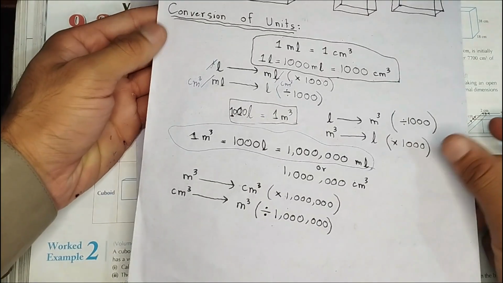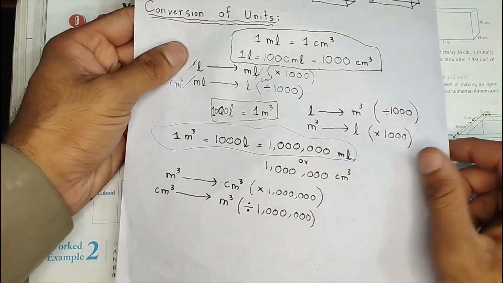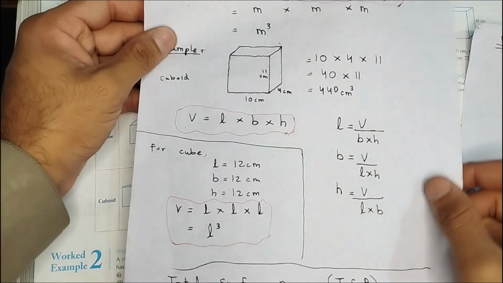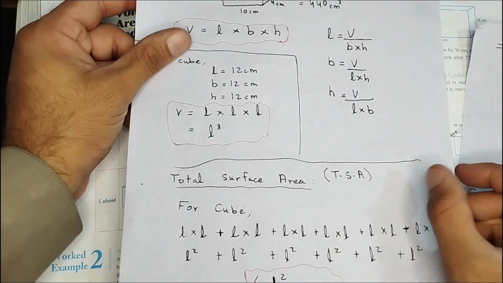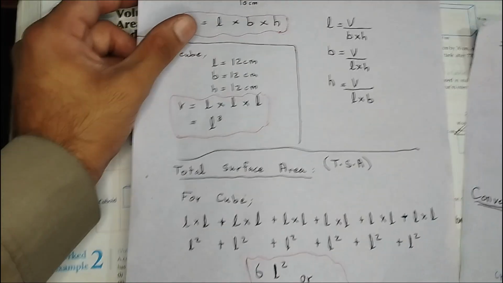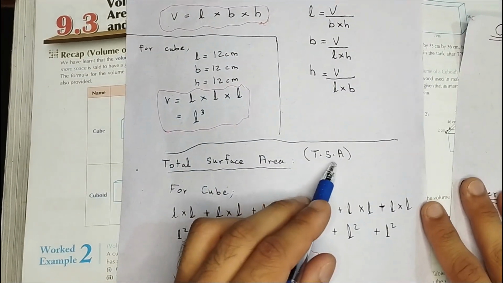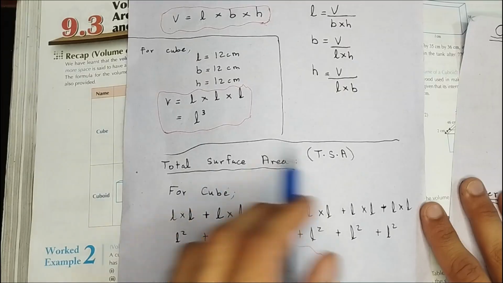Then you need to make sure you memorize these conversions of units, how you're going to convert them, what the formulas of volume are, and what the formulas for the total surface area are. In the exercise, I'm going to keep calling it TSA. So you need to remember that total surface area is TSA.